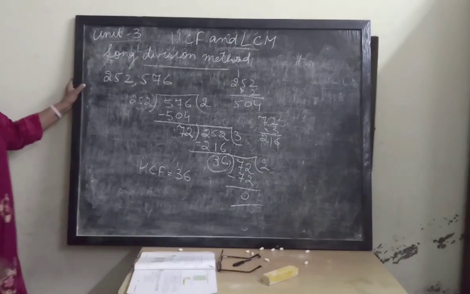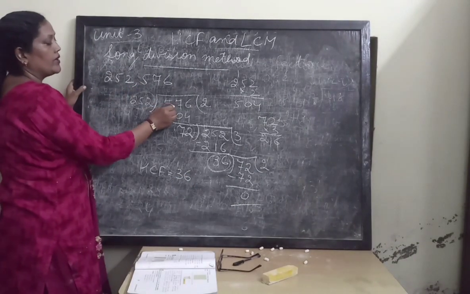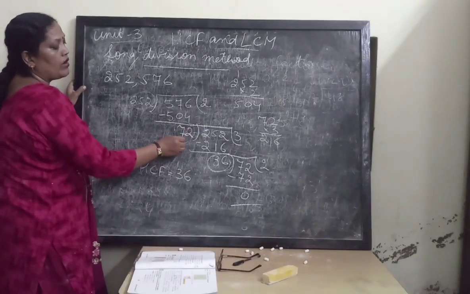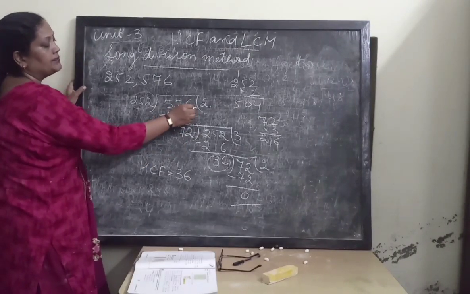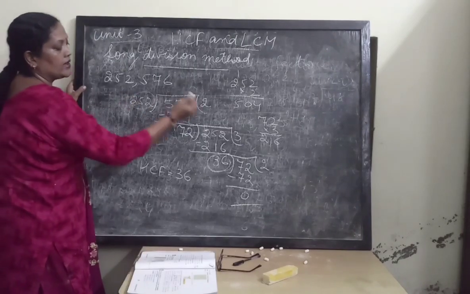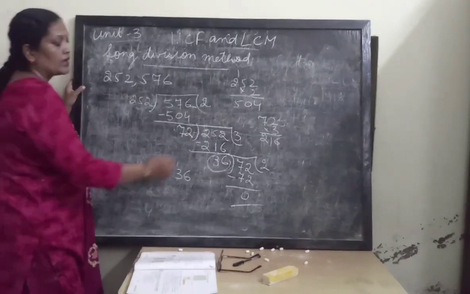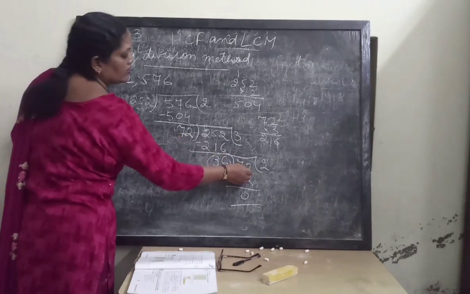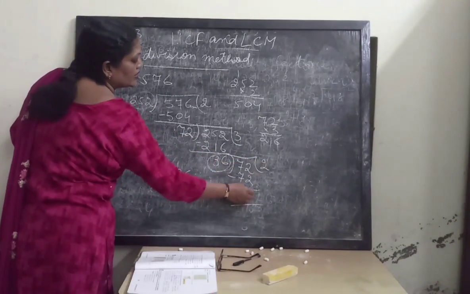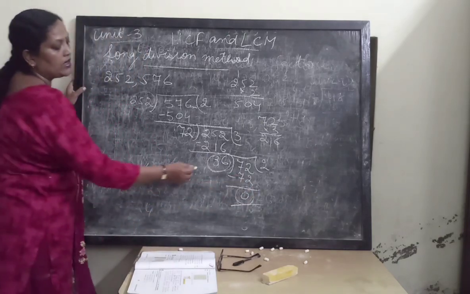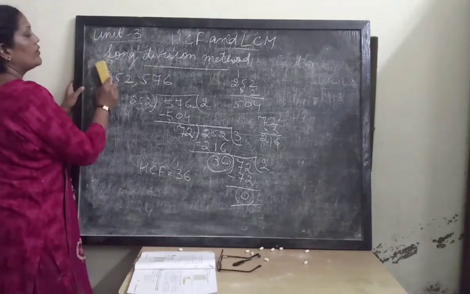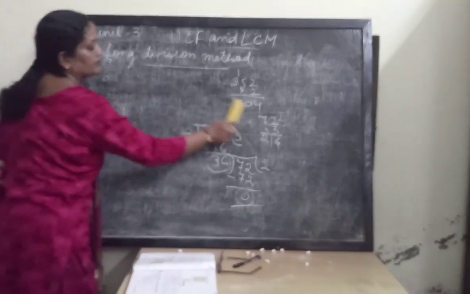All of you understood? First you take the bigger number as dividend, smaller number as divisor. Divide it, you get the remainder. Now no number is there, so you shift this divisor and make it a dividend. Then again divide it, again remainder. Shift this divisor to dividend, and now the remainder is 0. What is the last divisor? 36. That is the HCF. All of you understood? Very easy.